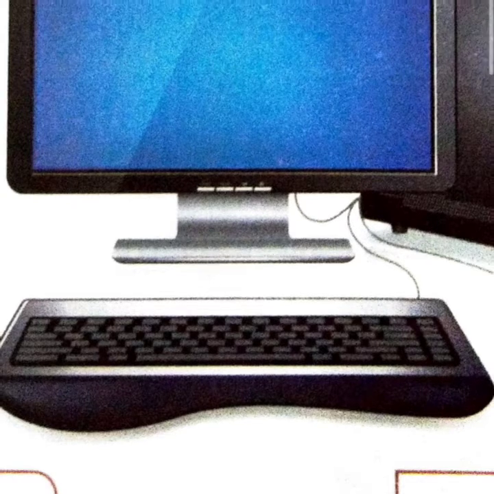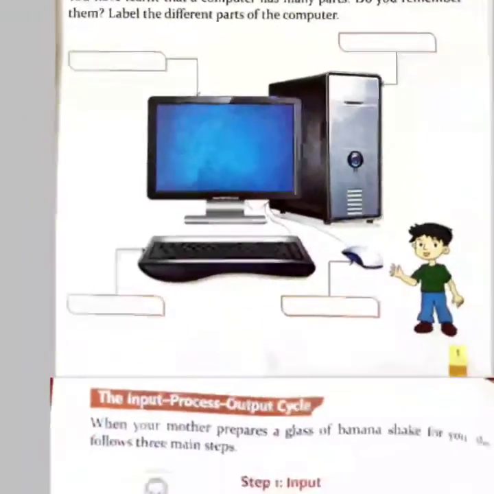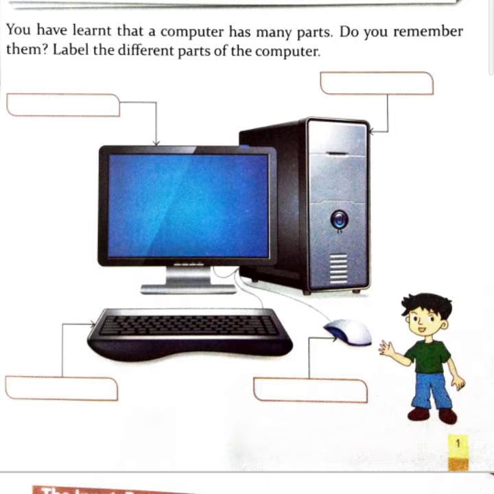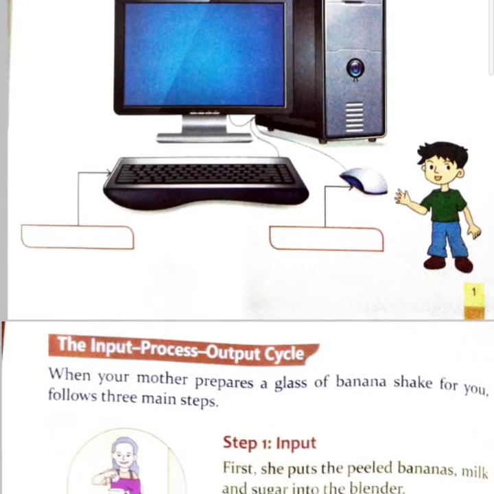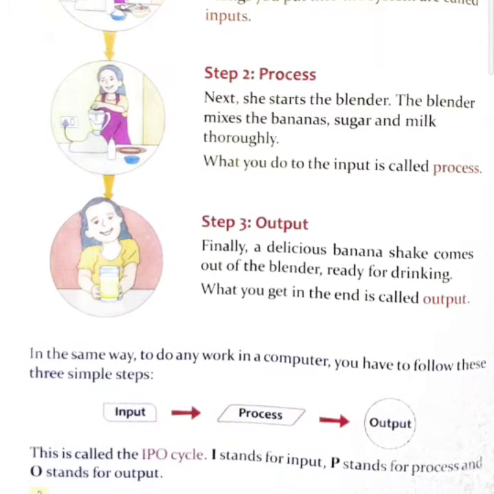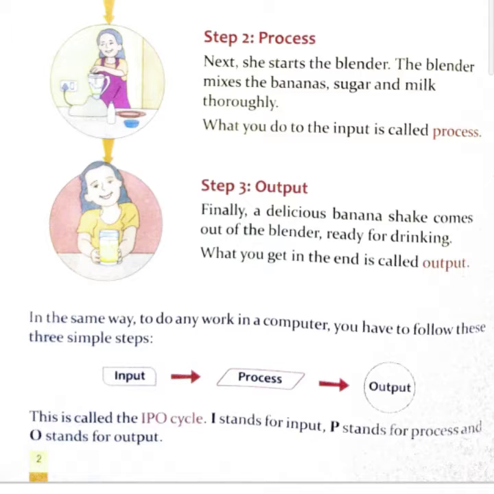So, what you have to do is label the names in your book by yourself. Okay, then let's come down. The input, process, output cycle. The rules are same. First I will go through the chapter, then I will explain it. Okay.